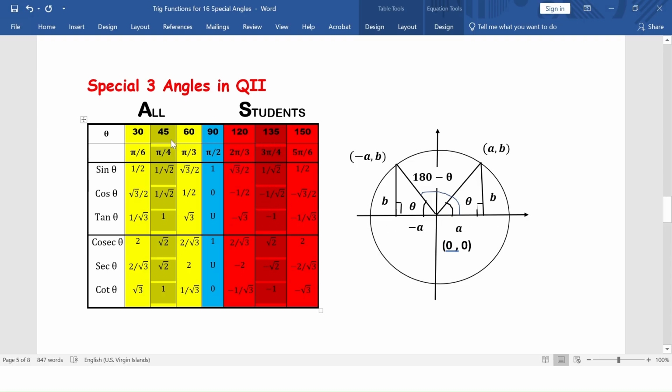Or just say this sum must be 180. Each one of them must be equal to 180 less the other one. So 135 is 180 minus 45. Similarly, 45 is 180 minus 135. If the angles are related by this relationship, you can get the other one by 180 minus theta.